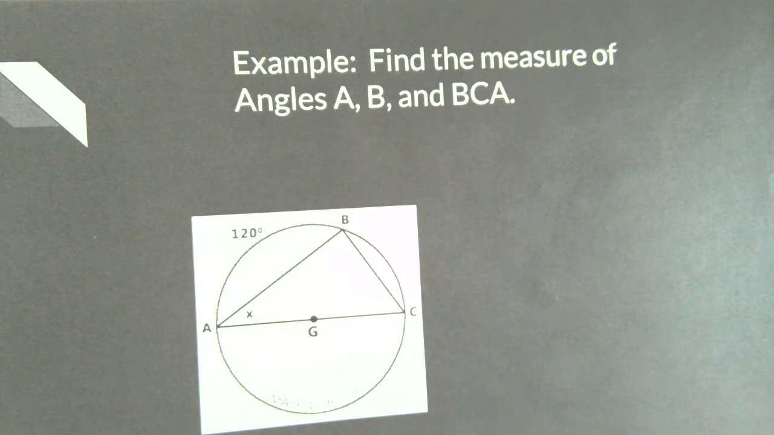All right, let's take a look at an example here where we have a right triangle inscribed in the semicircle. It wants you to find the measures of angles A, B, and BCA. So take a minute, look at your spinner, see if you can solve for the different angles. Pause the video, and then we'll go through it here in just a second.